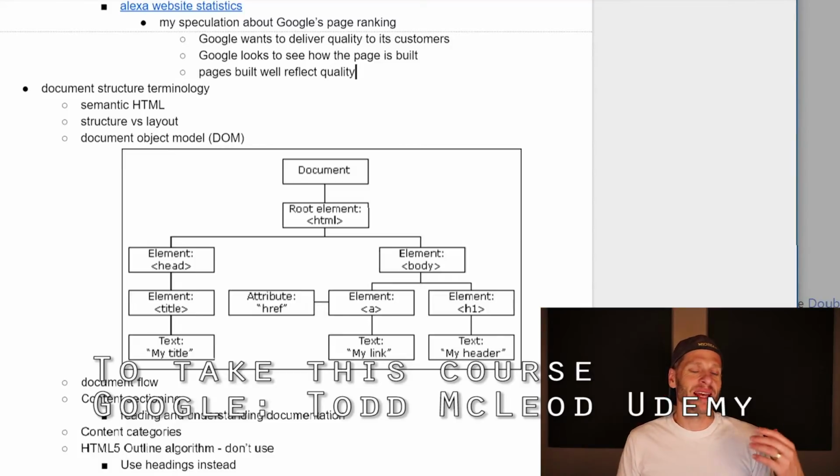All right, so that's semantic HTML, or tags that convey meaning. Header, that tells us something about what's in that content. Footer, that tells us something about what's in that content. It's conveying meaning.